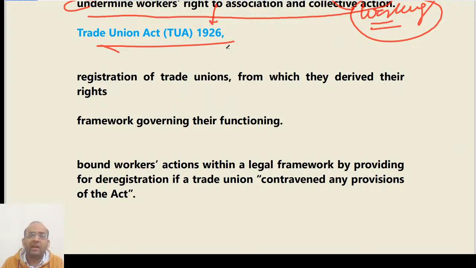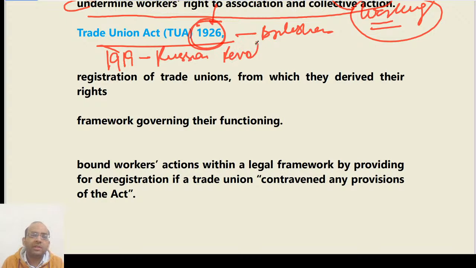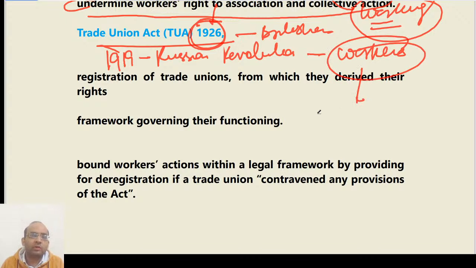This Trade Union Act 1926 was passed by the Britishers. Remember this year, 1926. 1919, Russian Revolution. The Russian Revolution was of whom? Workers. They were protesting against the owners of machines. They wanted to usurp the power that these owners of machines wielded. So the British government was quite fearful of a workers' revolution in India.